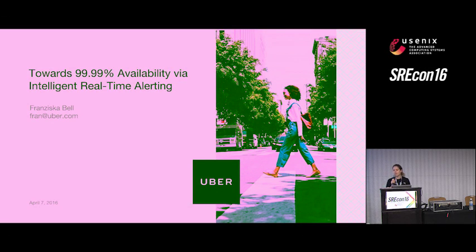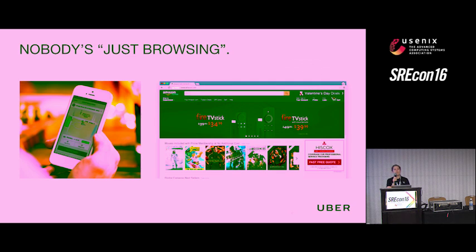I'm the lead of the Intelligent Decision Systems team at Uber, and buckle your seatbelts because I'm going to give you a 360-degree view of observability at Uber. So first of all, why do we care about 4 nines of availability at Uber?